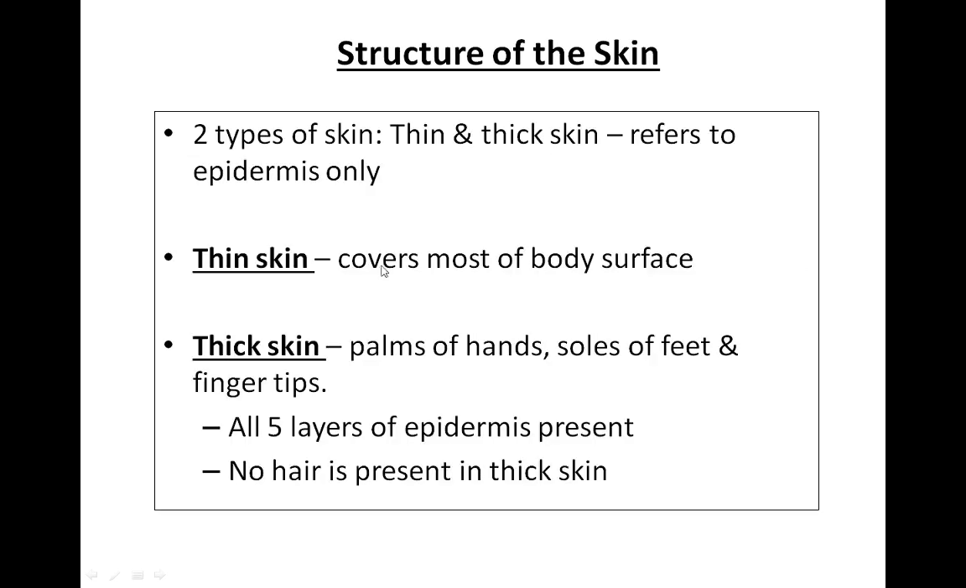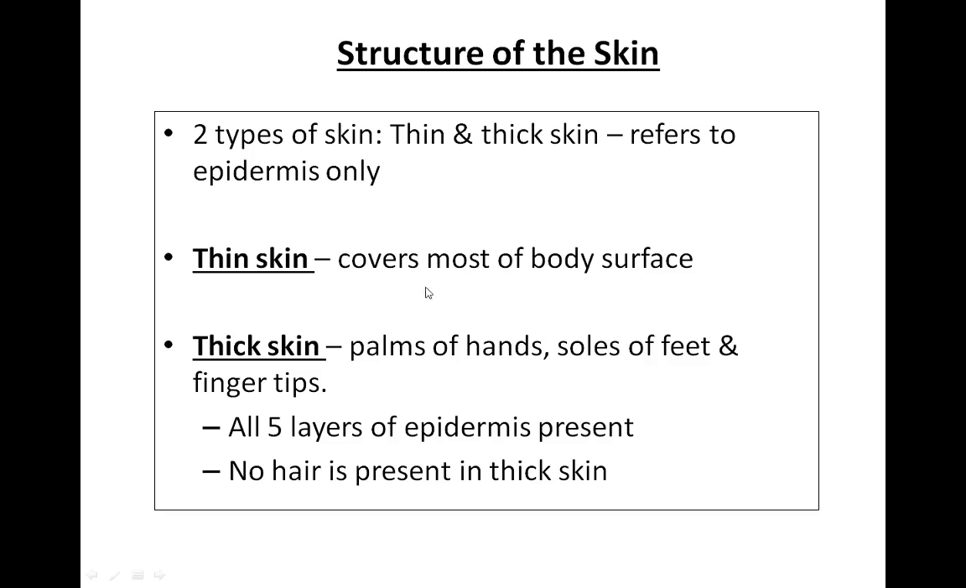Now there are two types of skin. Here I am not saying layers, but types of skin. One is thin skin and one is thick skin. It is according to your epidermis. If it is thin skin, then the epidermis will be thinner, while in thick skin, the epidermis will be thicker. There are 5 layers in the epidermis. All 5 layers will be present in thick skin, while in thin skin, all 5 layers are not present. Only the lower 4 layers are present.